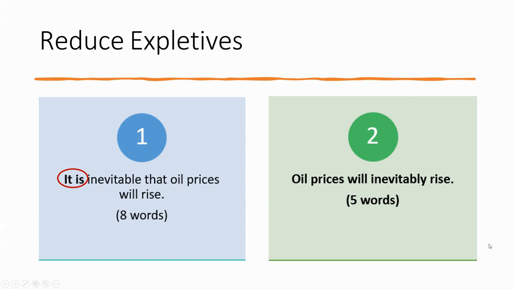There's an example for you. It is inevitable that oil prices will rise. 8 words of your content. Changing that to oil prices will inevitably rise becomes 5 words. You've cut out 3 words and 2 expletives.